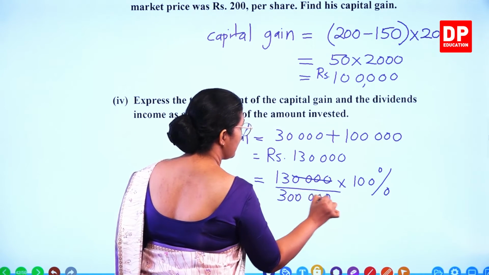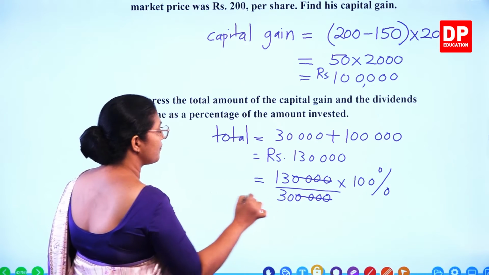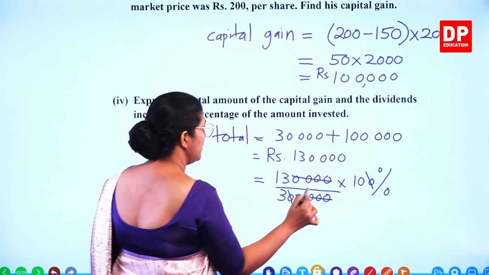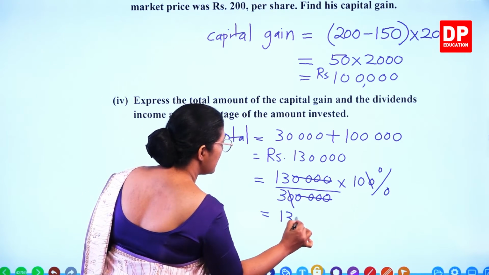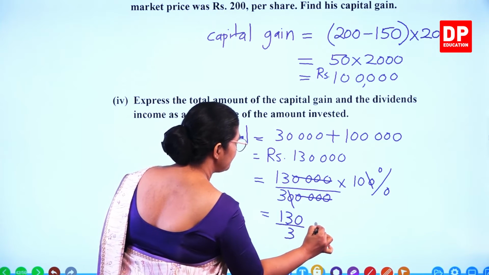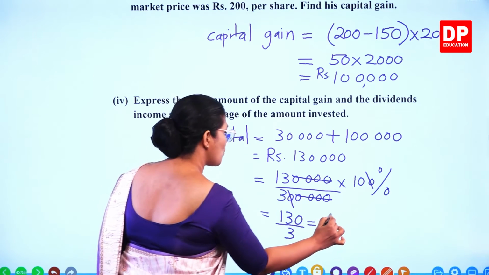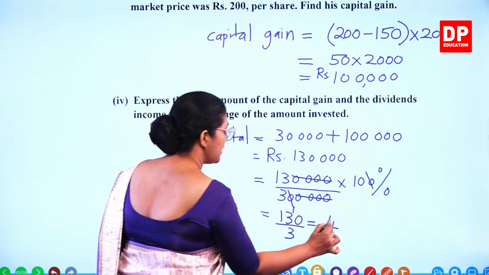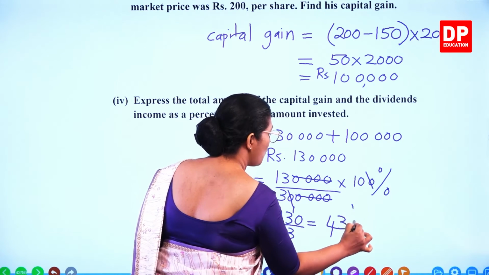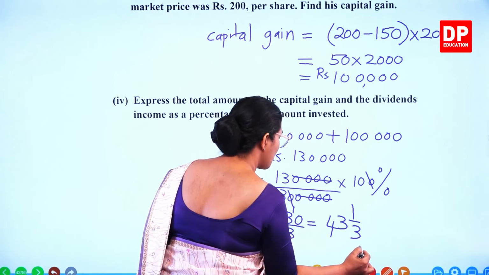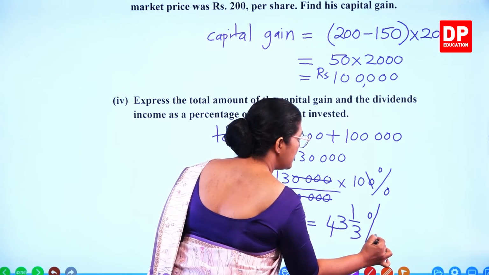Four zeros you can cancel out. This 0 with this, 130 divide by 3. 3 times 4, 12. For 10, that's 3 times 3 and 1 remaining. You can write it as 43 1/3%.